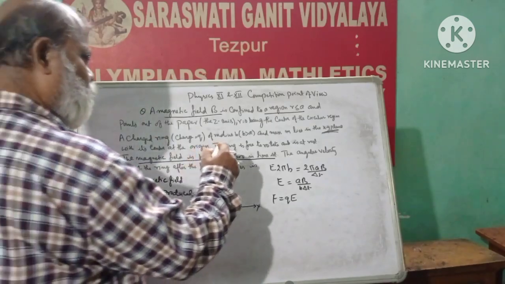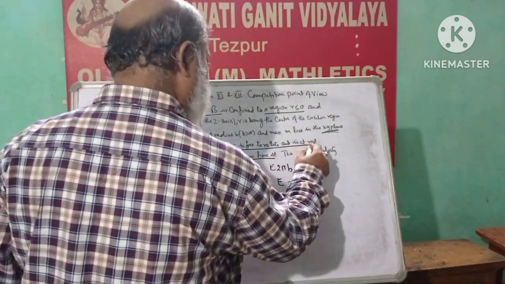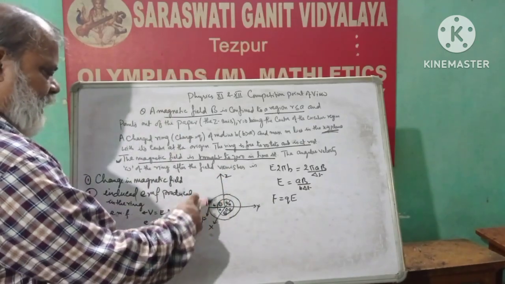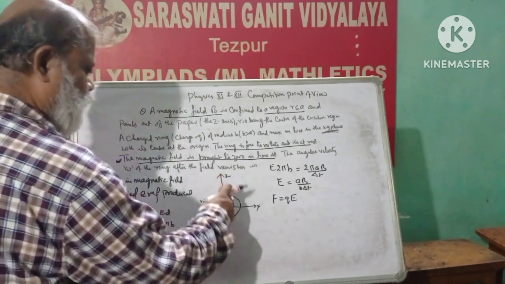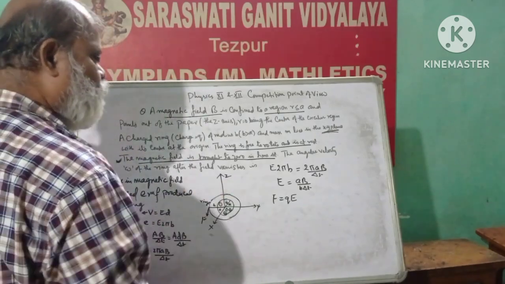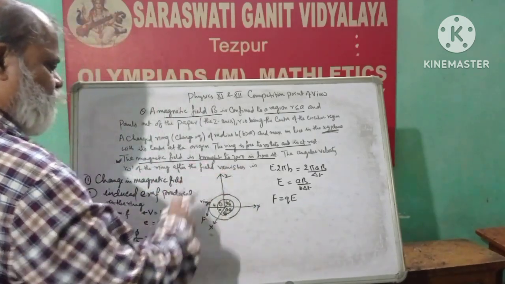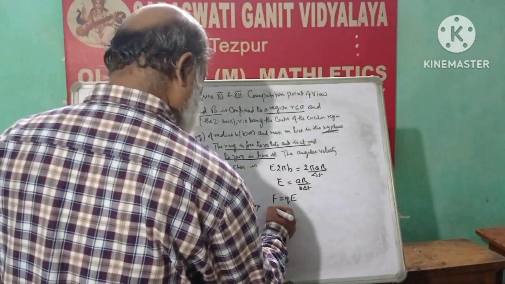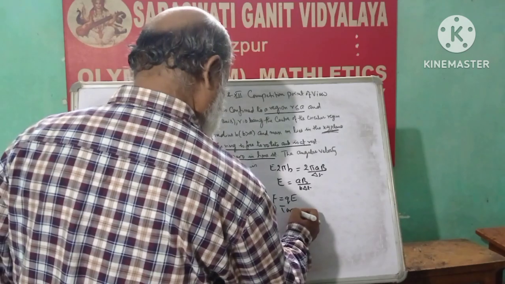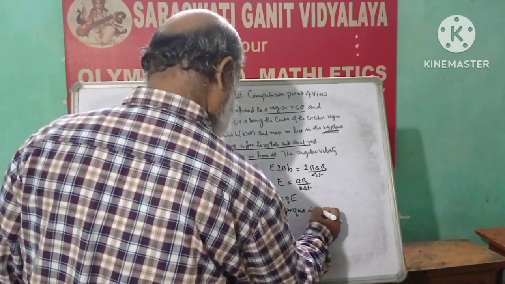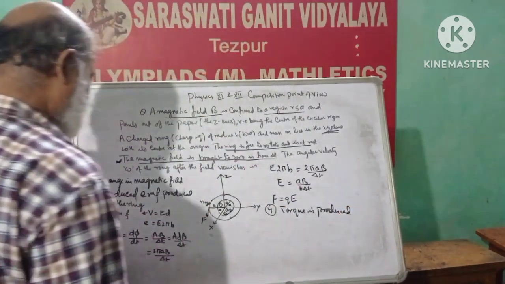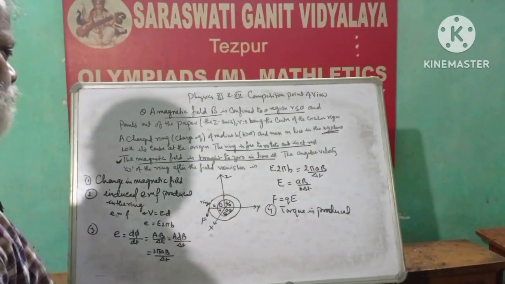Now here it has been told the ring is free to rotate and is at rest. That means this force which is created here will try to rotate it. When it tries to rotate, that means torque is produced. The fourth important point is that torque is produced.